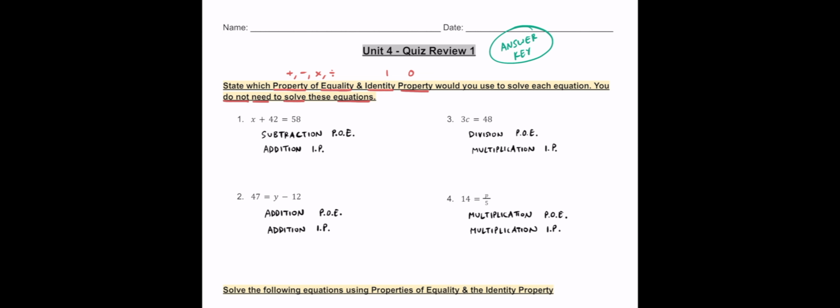Okay, moving on. In this next section, we're going to solve the following equations. This time we have to solve them. We have to make sure we use the properties of equality, which we just talked about, and whichever identity property we're supposed to use. So we don't have to label them, but we do have to use them.